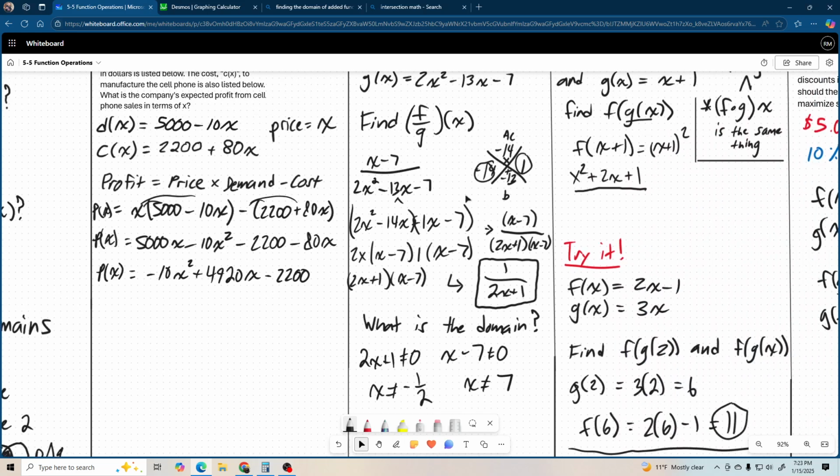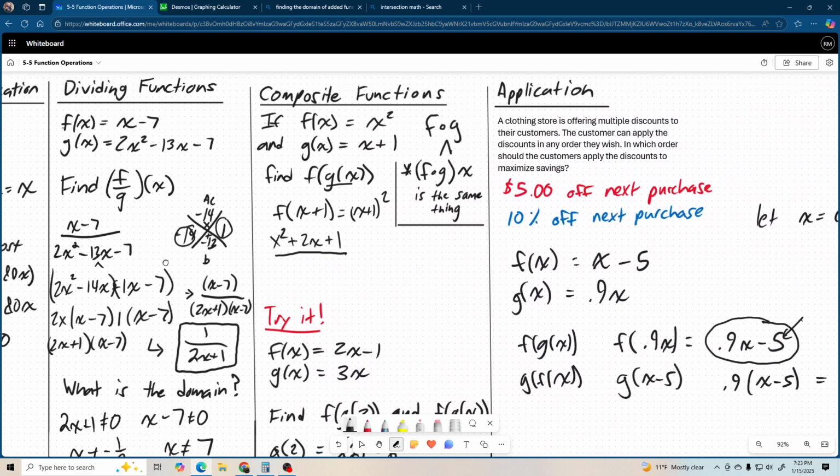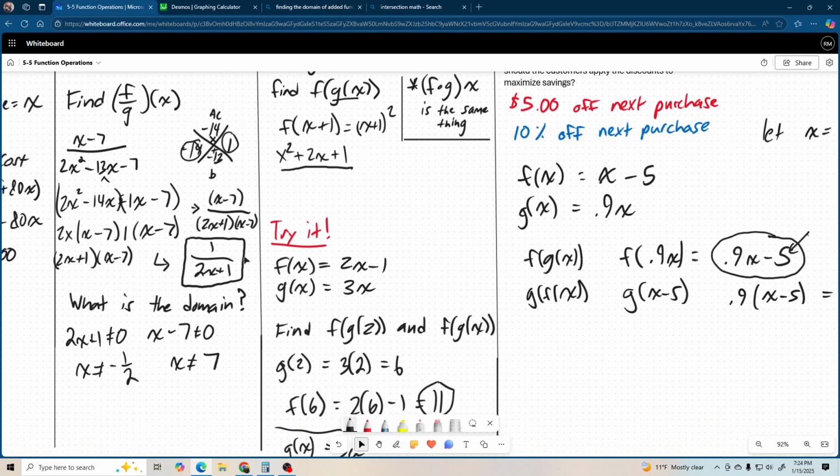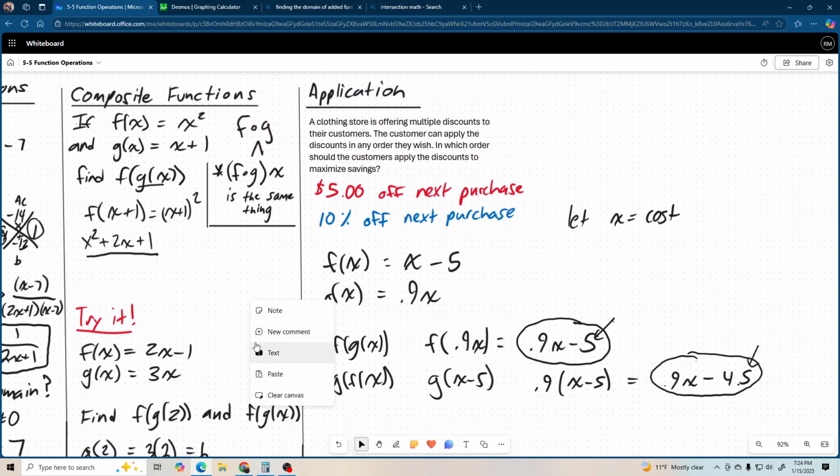And then the other thing to consider is when we're dividing functions, just like always, because we have variables in the denominator, we have to account for that. So in this case, we solved for it. We got the 1 over 2x plus 1, and then we figured out that x could not equal -1/2 or 7.